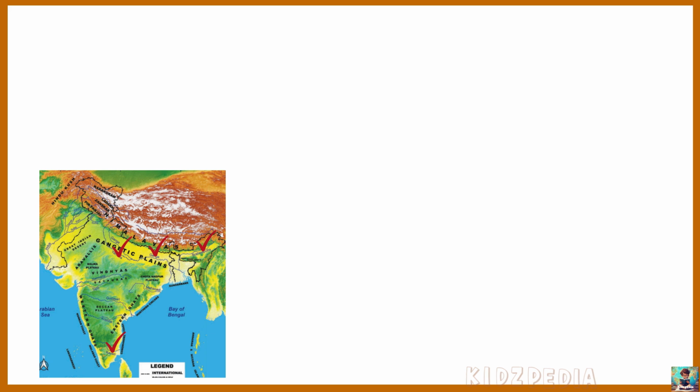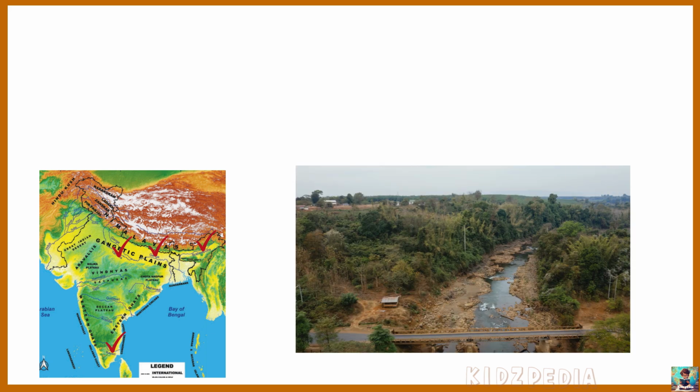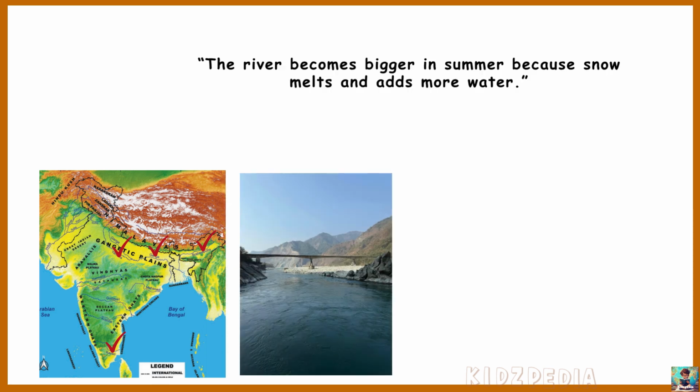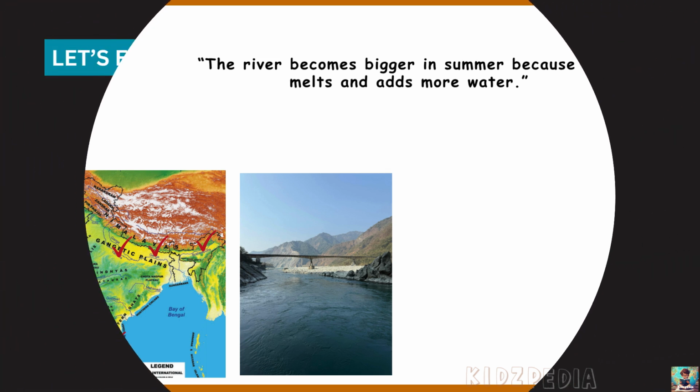Also, most rivers become smaller or dry in summer because there is less rainfall. But the Brahmaputra is different. It becomes bigger in summer because it flows from the Himalayas where there is snow and glaciers. During summer, the snow melts, adding a lot of water to the river. Also, this region receives heavy rainfall which increases the water level. So, instead of drying up, the Brahmaputra becomes full and powerful in summer.